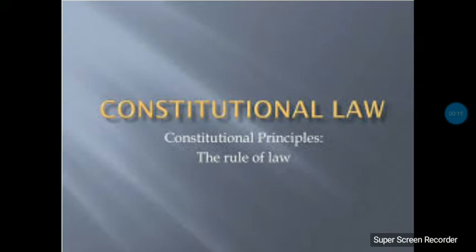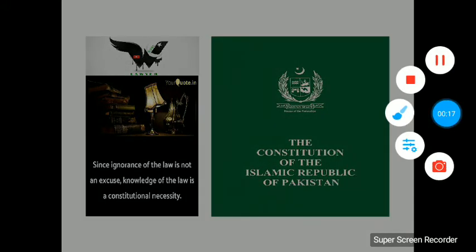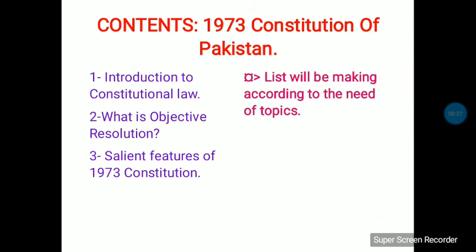Bismillahirrahmanirrahim. Guys, today we are going to discuss a new topic concerned with constitutional law, named the salient features of the 1973 Constitution. This is the third topic according to our content list, and the list will be made according to the need of topics.